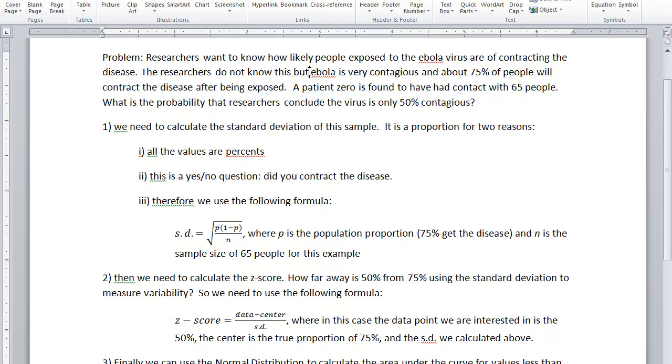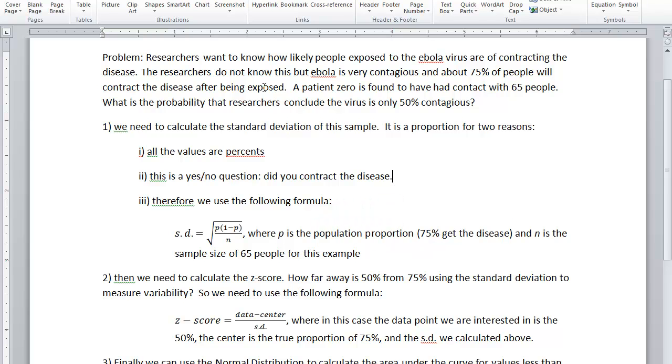All right. So like I said, a lot of times we don't know what the actual population proportion is, but here it tells us. Okay. It tells us what the population is, people. All right. And it tells us what the trait is, will contract the disease after being exposed. So this is the who, people, and this is the what, will contract the disease after being exposed. And so that's the definition of the population proportion. Who has this particular trait? And it's 75% are going to get the disease.